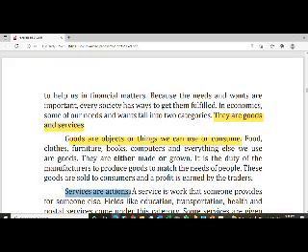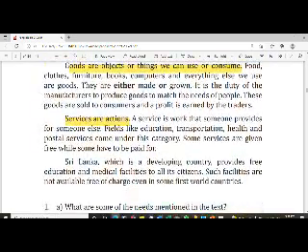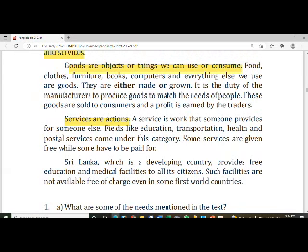Services are action. A service is work that someone provides for someone else. Fields like education, transportation, health, and postal services come under this category. Some services are given free while some have to be paid for.